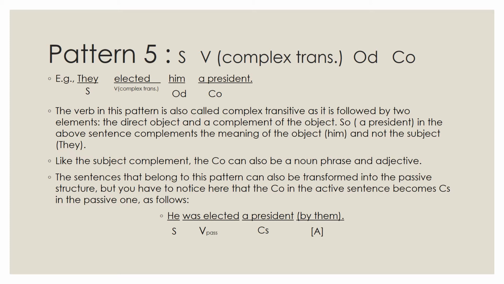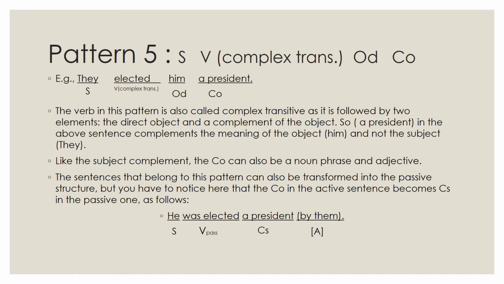If you remember, again, if we go to pattern number 2, we said the complement can either be a noun phrase or an adjective. The same thing here. The object complement can also be either a noun phrase or an adjective. For example, "They elected him a president." "A president" here is what? A noun phrase. "They proved her wrong." Who's wrong? Her. And what is the function of "her"? It is a direct object. So "wrong" here functions as object complement, and its form is what? An adjective.